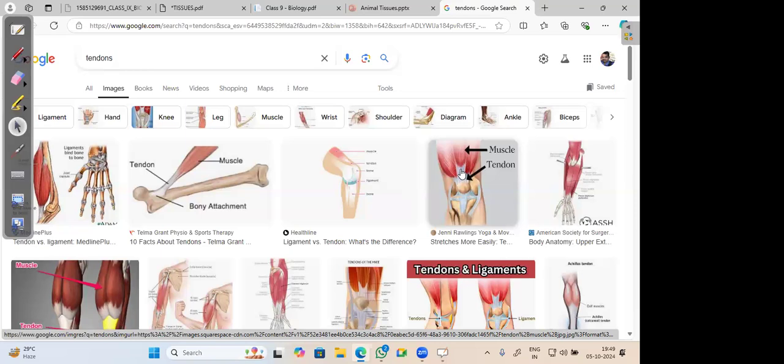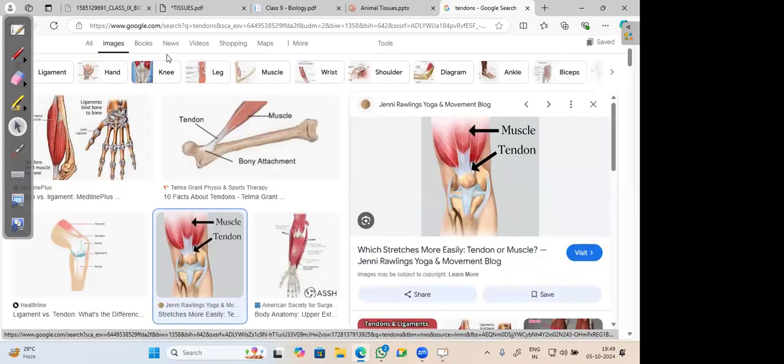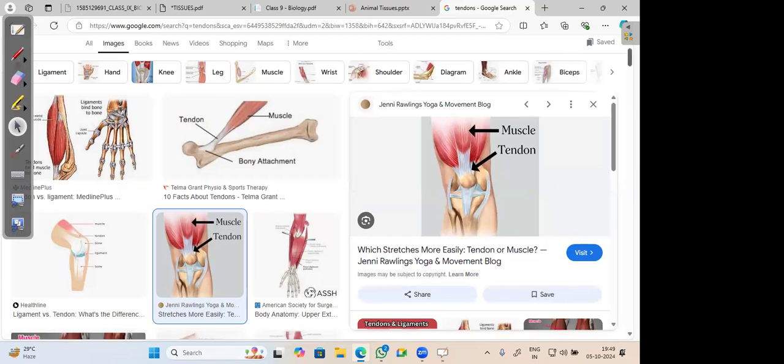So the tendon is not flexible, so it cannot move. It's just working as a joint. Whereas ligament is flexible. So I just compare this ligament also. The ligament is flexible.